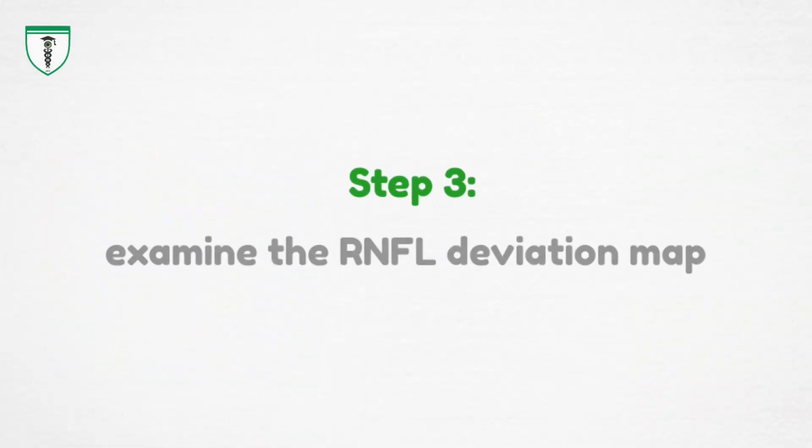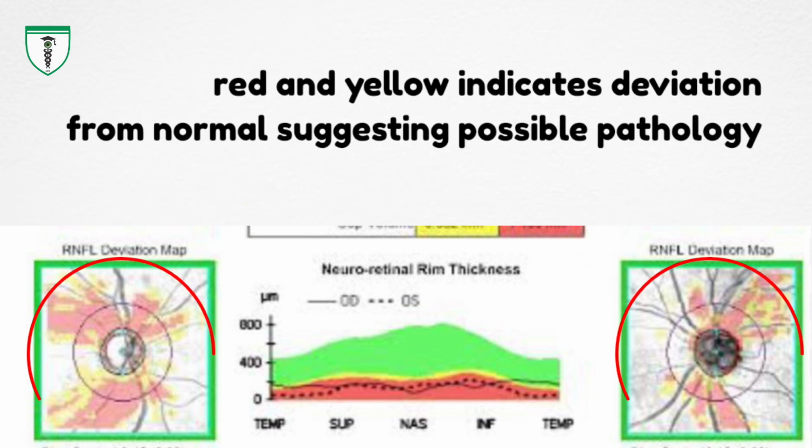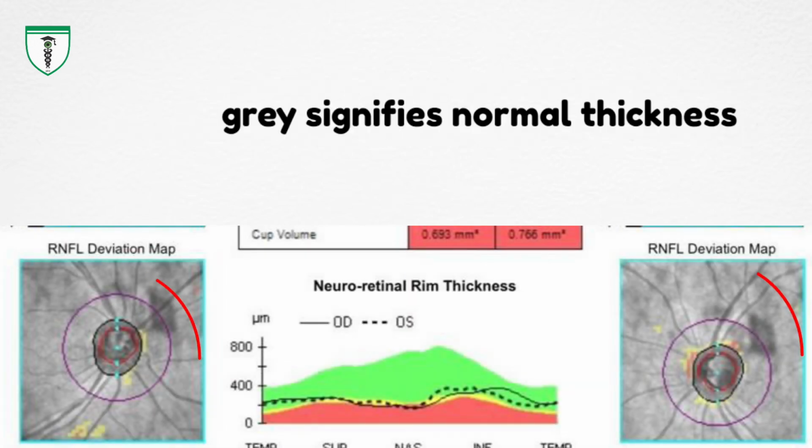Step 3. Examine the RNFL deviation map. This section compares the patient's RNFL thickness to age-matched normative data. Red and yellow indicate deviations from normal, suggesting possible pathology, while gray signifies normal thickness.